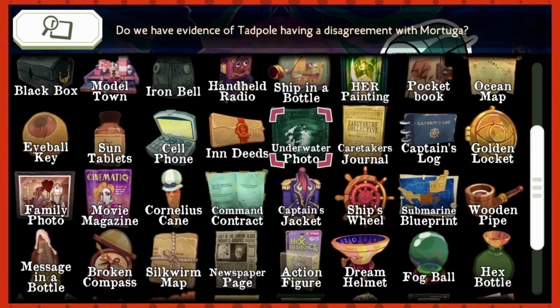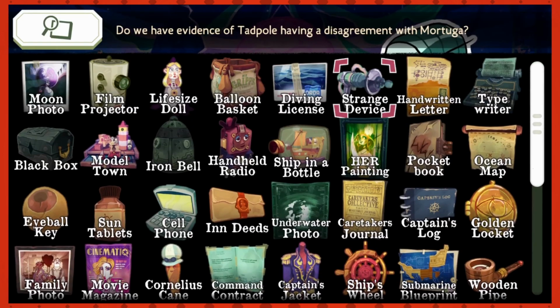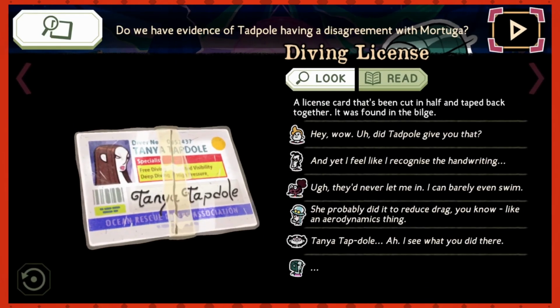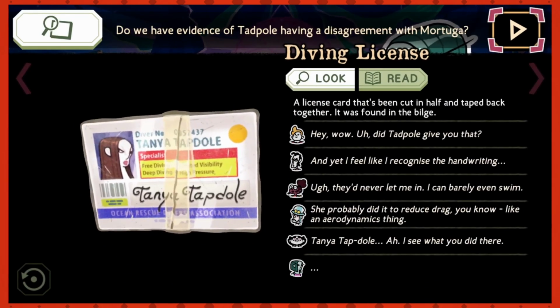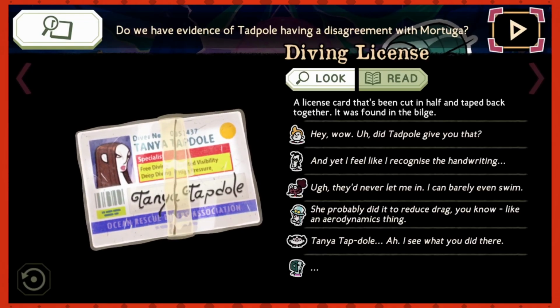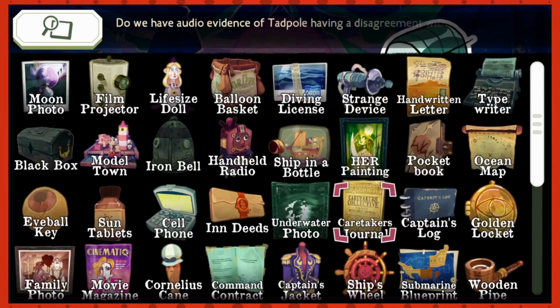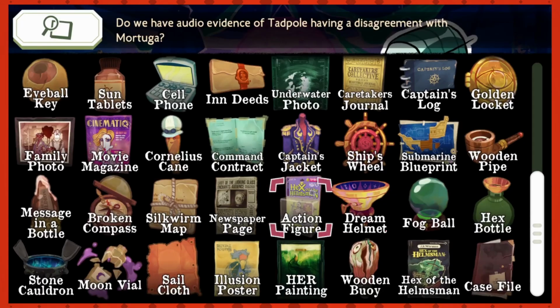Do we have evidence of Tadpole having a disagreement with Mortuga? Well, we have a ripped up diving license, which was found in the bilge. That's not it. Nope. A disagreement between the two.